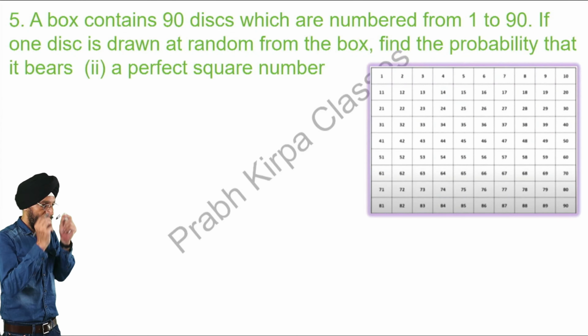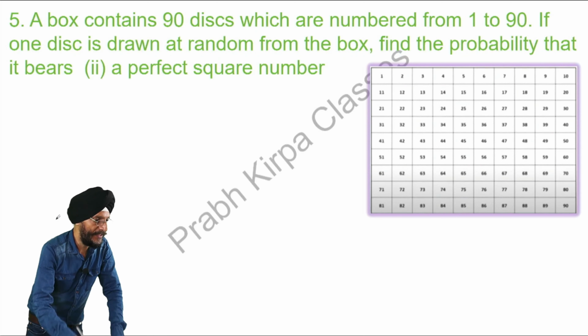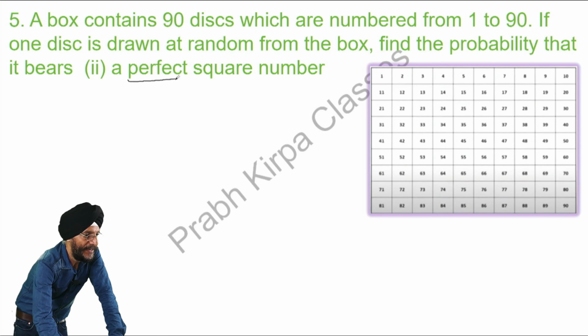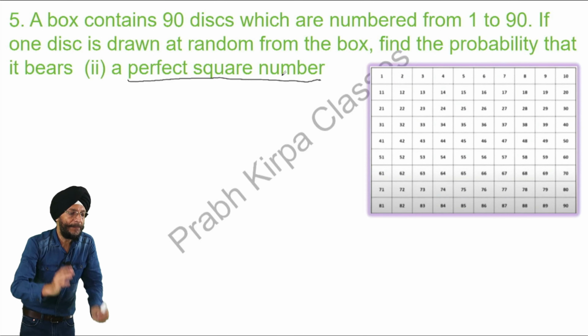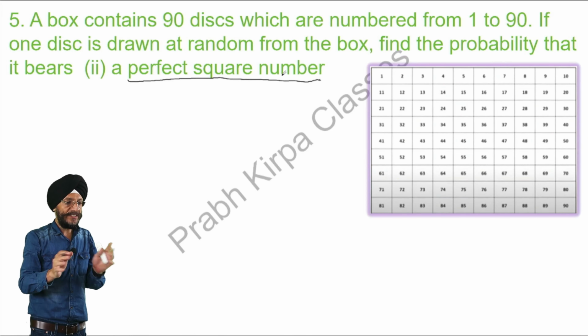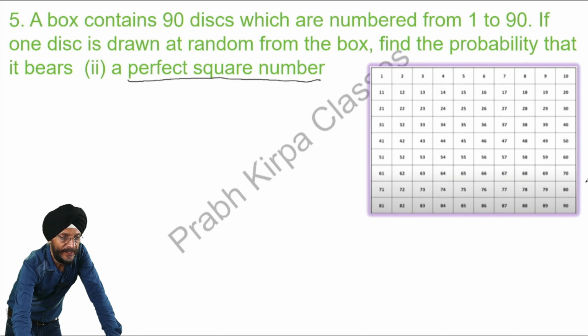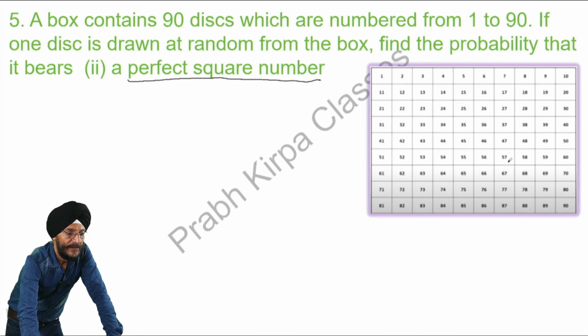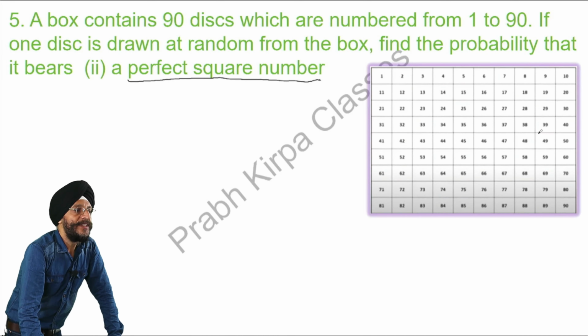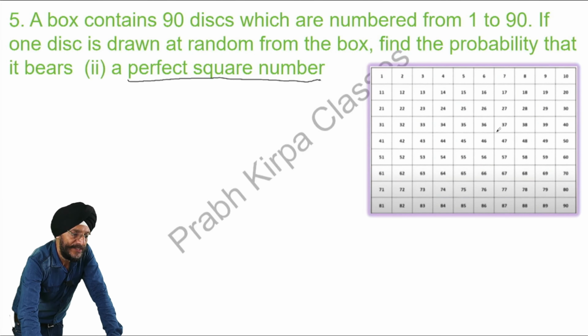So now the next part is find the probability that it bears a perfect square number. For the purpose of easy understanding of the question, we have here drawn a table so that you can easily understand the answer of the question.